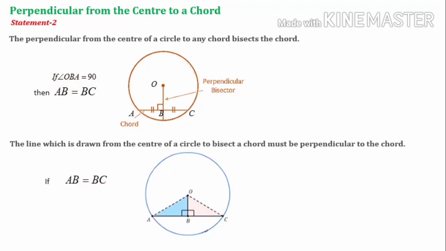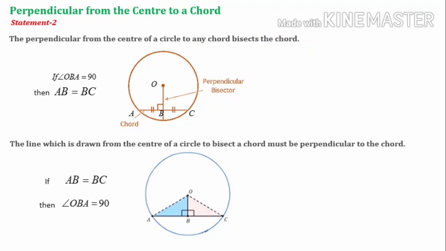If AB equals BC, given the condition that AB and BC are equal because you are simply drawing a line OB and this OB is bisecting AC, in the sense AB equals BC. If AB is equal to BC, we can say that angle OBA is equal to 90 degrees. So that is a converse. So you have to learn these statements by heart.